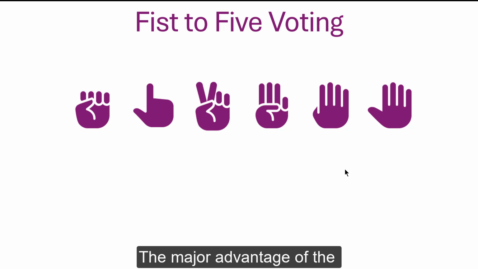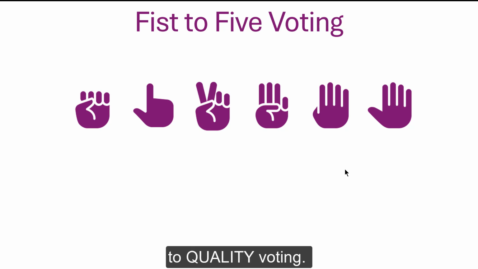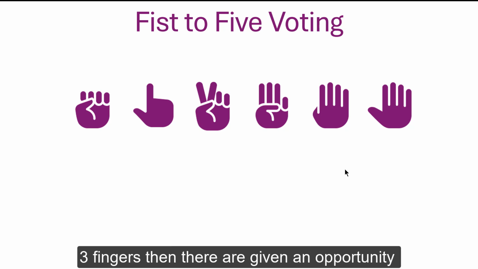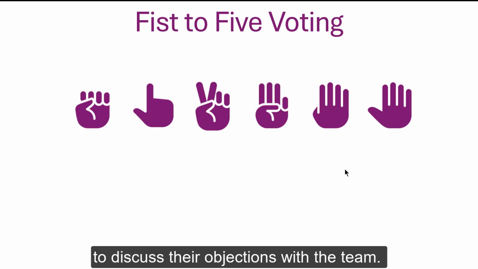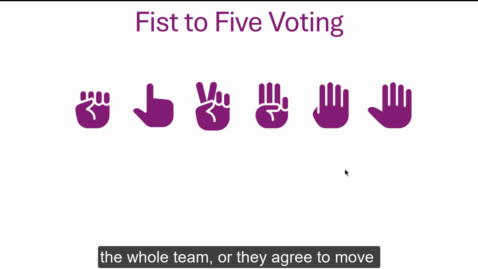The major advantage of the Fist to 5 voting technique is that it moves a team from simple quantity voting to quality voting. If a team member holds up fewer than 3 fingers, then they are given an opportunity to discuss their objections with the team. The project manager continues the discussion until a consensus is reached by the whole team, or they agree to move on to the next decision.